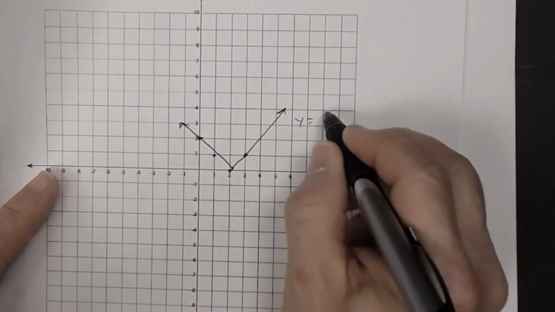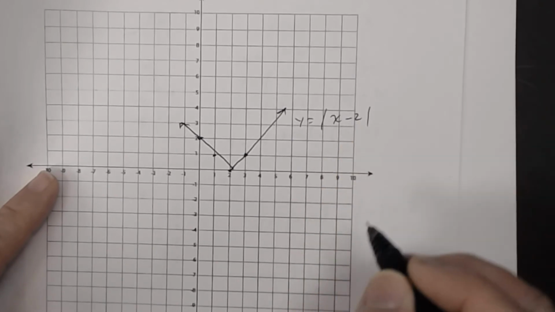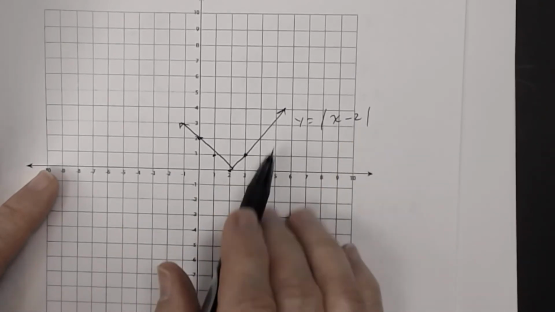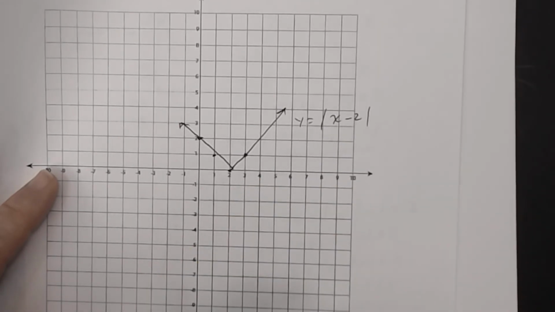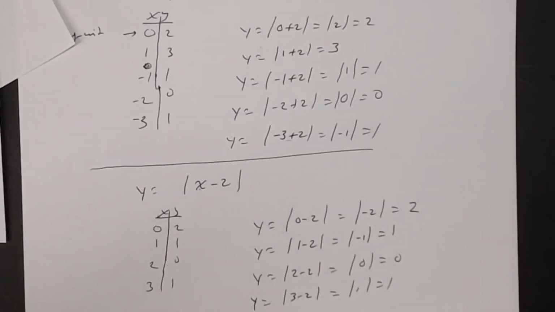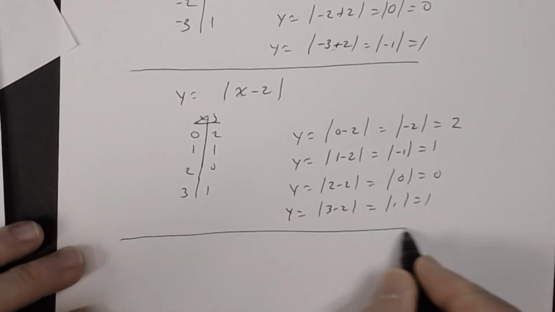Okay? So there's your graph. So this is y equals the absolute value of x minus 2. So notice the absolute value is the shape of a V. That's not linear. An absolute value is not linear. Keep that in mind. All right, let's look at another one. Let's try a couple more.